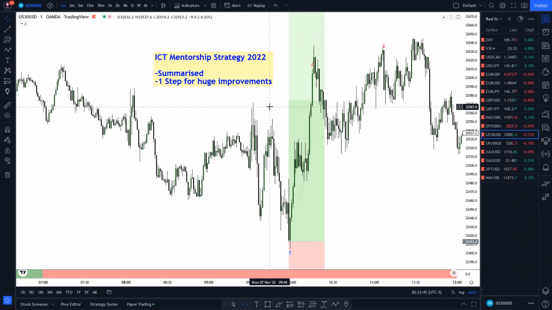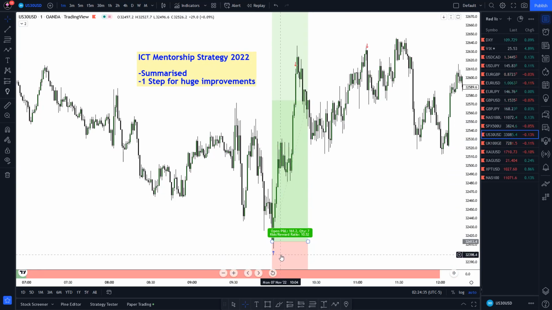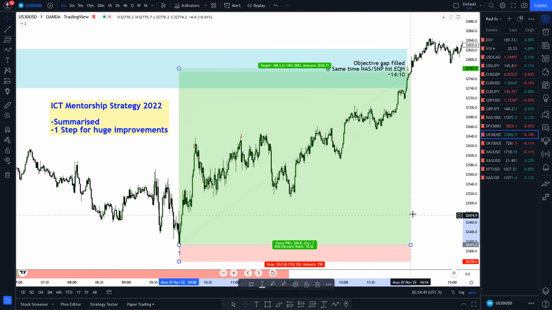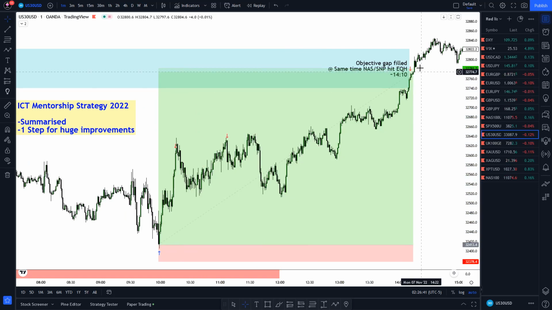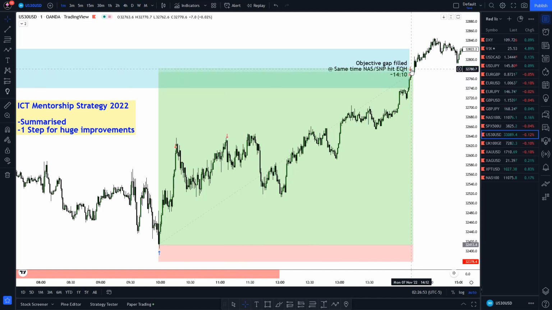Hope you're doing well. In this video, I'll be going over how I use the ICT 2022 mentorship strategy, as well as some adjustments that I've made that have improved this already great strategy. That's how we managed to capture this bullish move on the Dow Jones, where we sniped the literal bottom of that swing low, took a few partials along the way, and captured a huge chunk of a move spanning around 360 points. And these arrows aren't fake and drawn onto my chart. When I hover over them, you can see the actual orders.